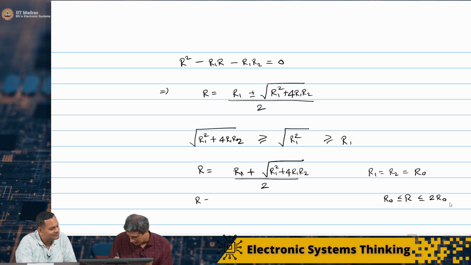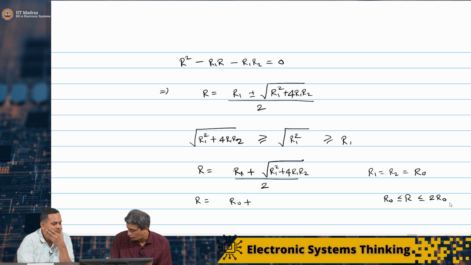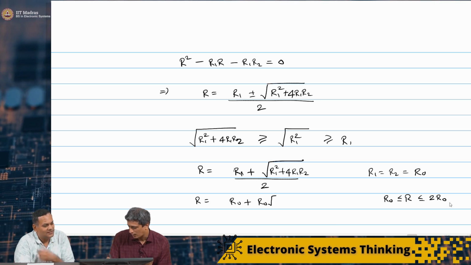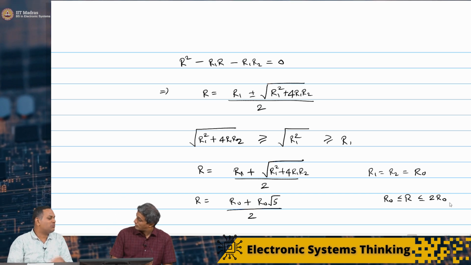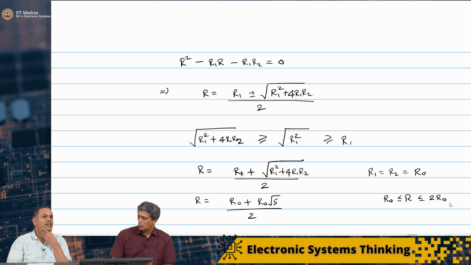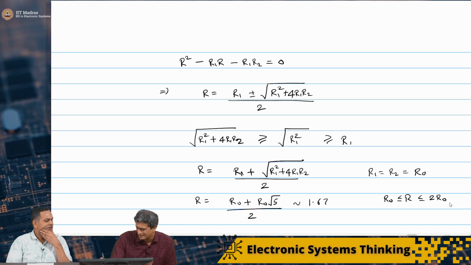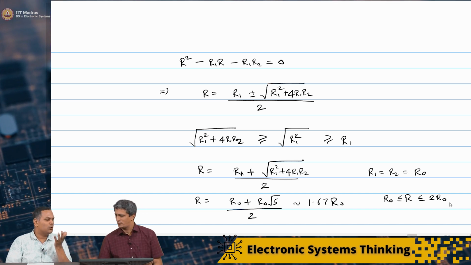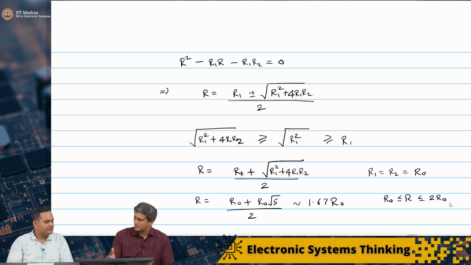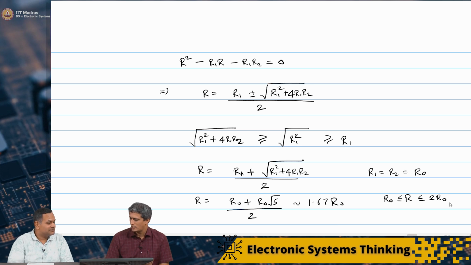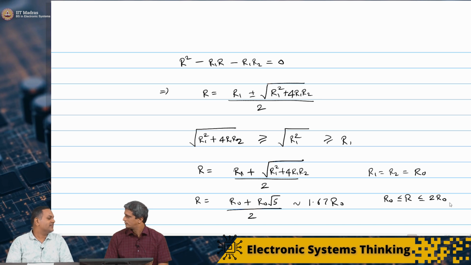Correct. So let's see what we get here. You will get R naught plus root of 5 R naught squared, that is R naught into root 5, divided by 2. So R naught into 1 plus root 5 by 2. Okay, and I think I worked this out. Okay. This is approximately 1.67 R naught. Makes sense. Root 5 is about 2.23, something like that. Correct. Okay. So you get something like 1.67 R naught, which of course is between 1 and 2. Makes sense. Okay.